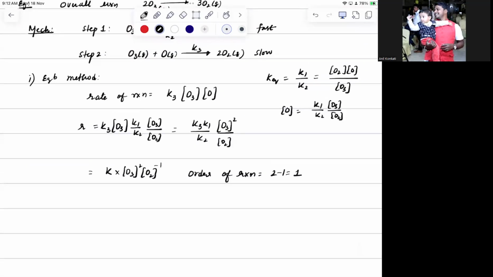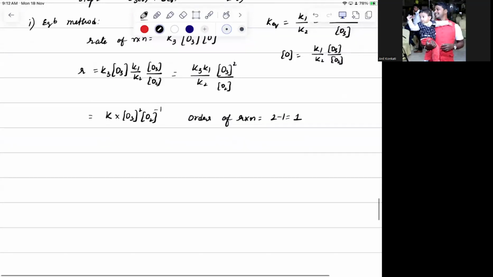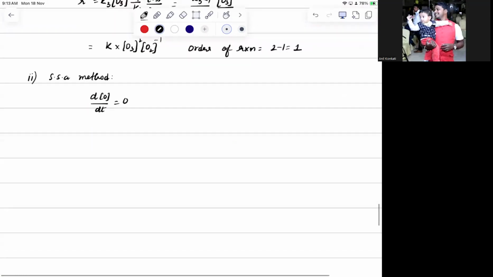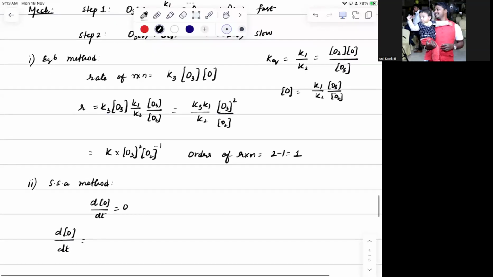Okay. Now, if you write the steady state approximation method, what do we get? See, according to the steady state approximation, what we assume is that during the reaction progression, the rate of change of intermediate is always zero. Any rate of change of intermediate is zero. How do we see that? What is the change that is occurring to the rate of the intermediate?